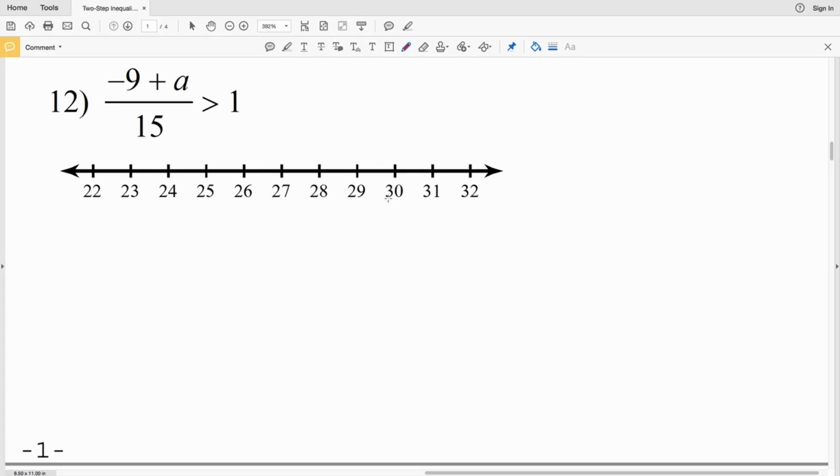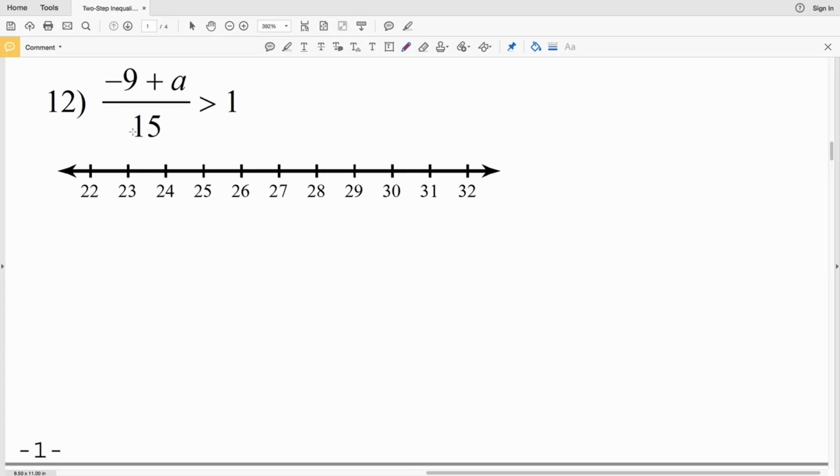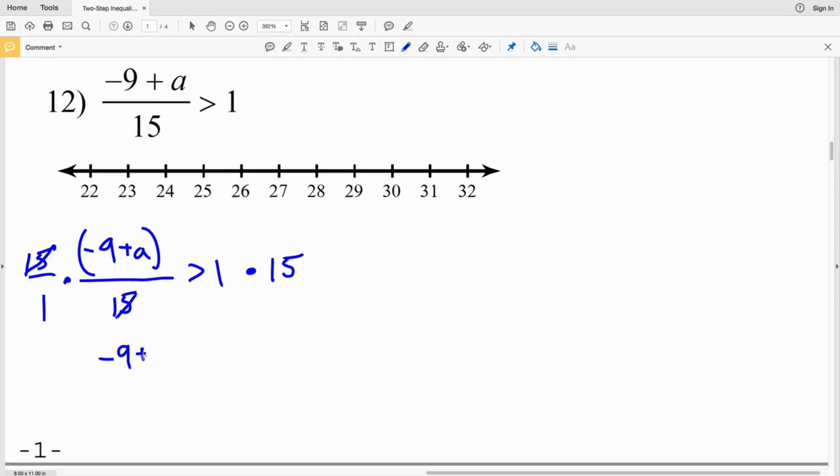Number 12, we have negative 9 plus a divided by 15 is greater than 1. Remember, the numerator and denominator are completely separate, so pretend there's parentheses around the negative 9 plus a. We're going to start by multiplying by 15 in order to isolate the negative 9 plus a. So multiplying by 15 over 1 is the same as multiplying by the whole number 15. And we'll get negative 9 plus a over 1. So negative 9 plus a is greater than 15.